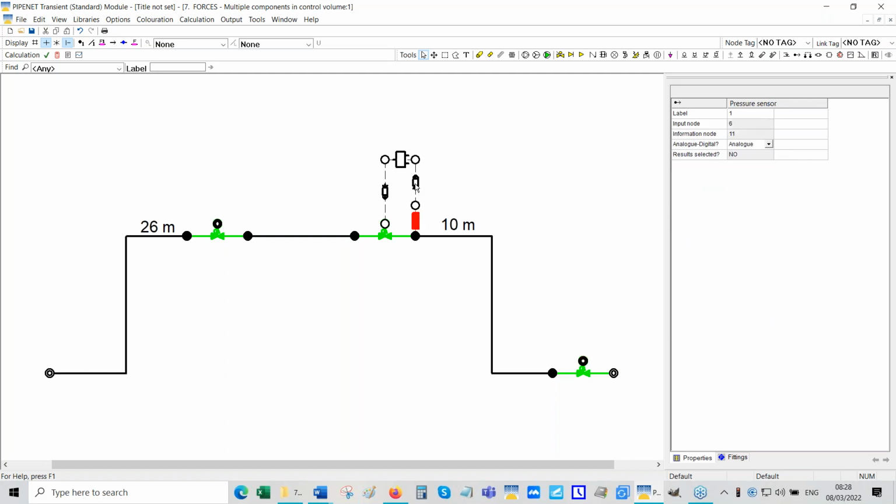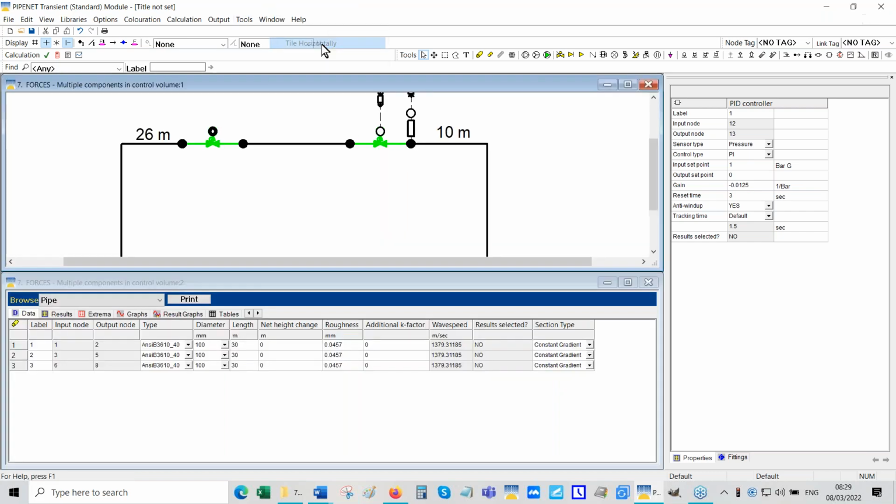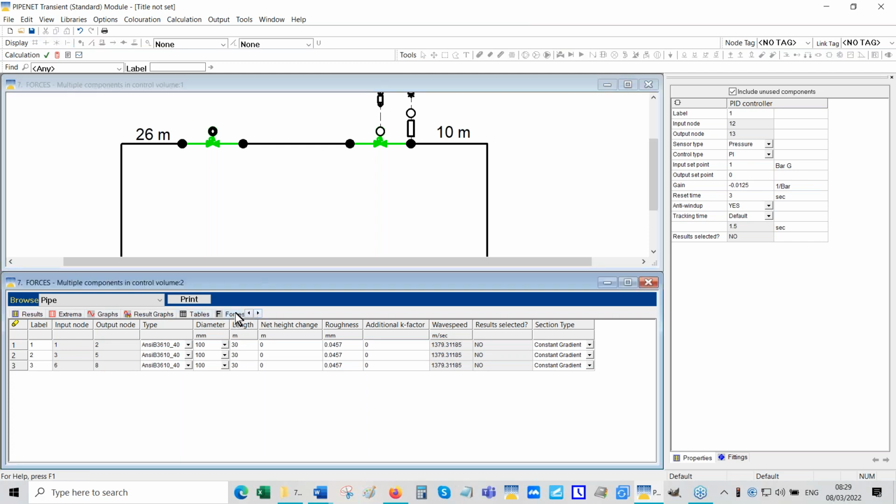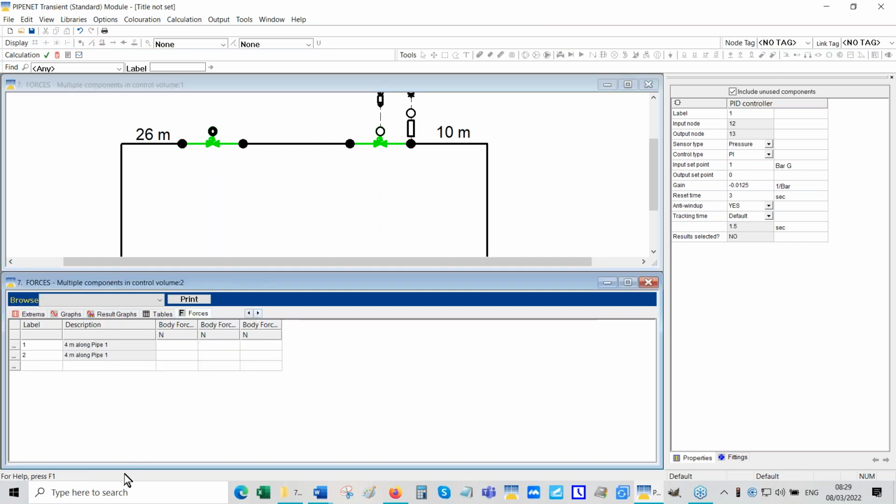We've already talked a little bit about this previous time, but when we talk about control valves, we're going to have another webinar about control valves or control systems. And we'll discuss this in more detail at that time. And the PID controller parameters are here. So we'll see how this works. The way PIPENET works is actually quite beautiful.